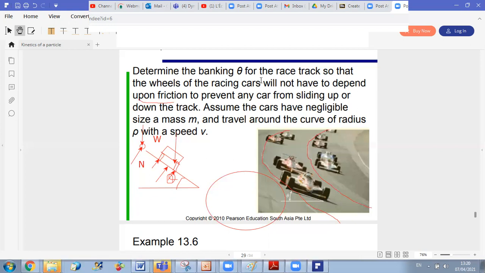Of course, I have a certain transition phase to accelerate my car. Once I reach a certain speed and I want to maintain it, I will remove the engine force, and I will just move under the effect of N and W. I should demonstrate what the relation will be between the velocity and the banking angle theta. Now, in which type of frame will I work here?